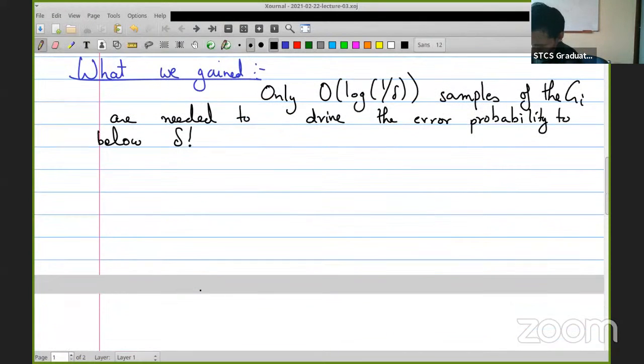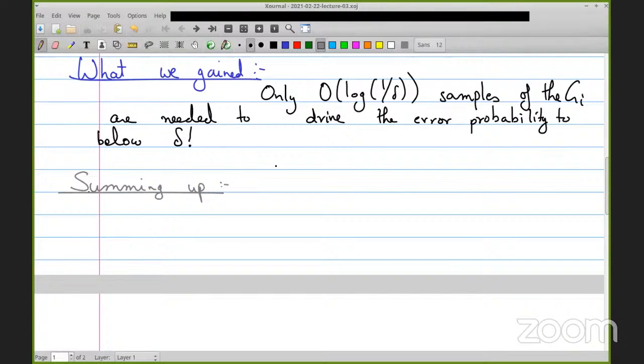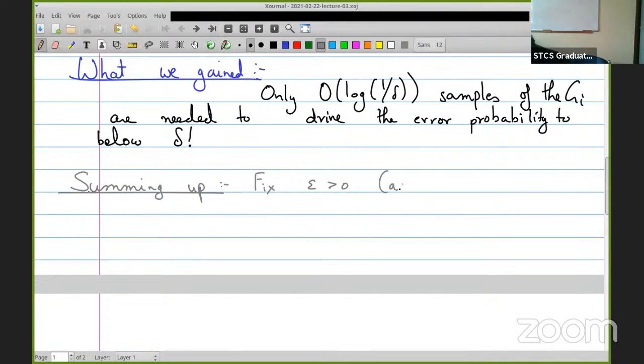So there were two things so far. Summing up, each GI was also something complicated, right? What was each GI? How was that obtained? Average of yi's. Yeah, so let's look at this. So fix epsilon positive, which is the accuracy parameter. And delta is the error probability tolerance.